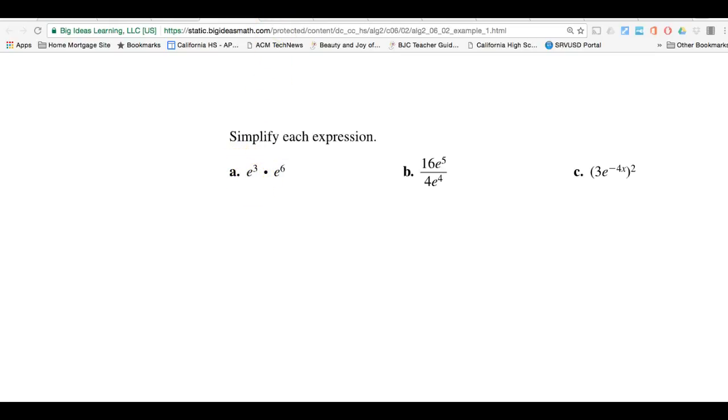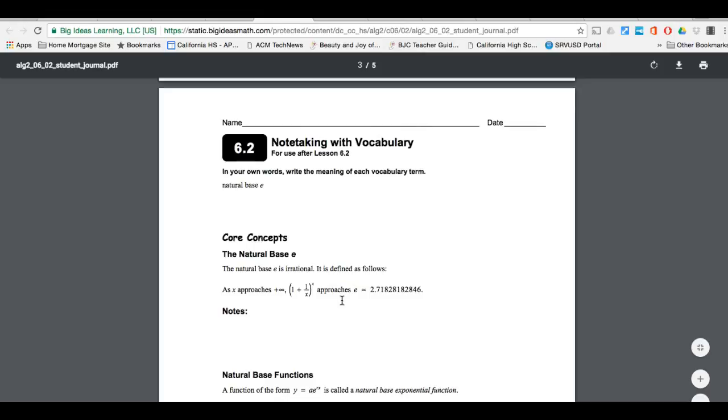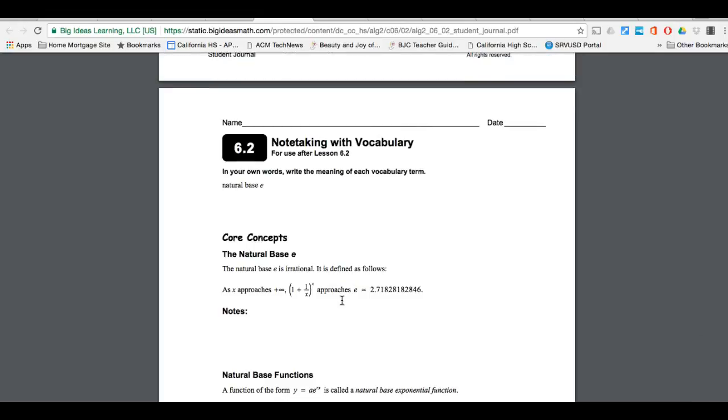E, we actually have the definition of it in our journal, so I'm going to skip to that for just a second. E is defined as the natural base, and E is not a variable at all. E is actually an irrational number that is roughly equal to 2.718. Now, we're going to do a little exercise in next class that shows how we find the value of it, but the rough definition right here is the value of 1 plus 1 over x, to the x power, as x approaches infinity.